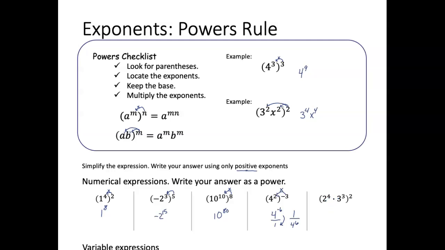Here, 2 to the 4th times 3 to the 3rd. Inside parentheses means that this 2 up here needs to distribute to every exponent. So we're going to keep the base 2. 4 times 2 is 8 times, keep the base of 3, and the third power, 3 times 2 is 6. Keep the base, multiply the exponents.